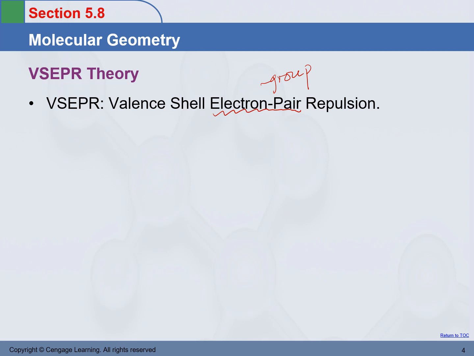Valence shell electron group repulsion. What is it? Basically, it is just telling you that around an atom, regardless of how many groups of electrons are there, they will push each other, they will repel each other and take their final balanced position. Basically, each group of electrons is a hand for the little creature.